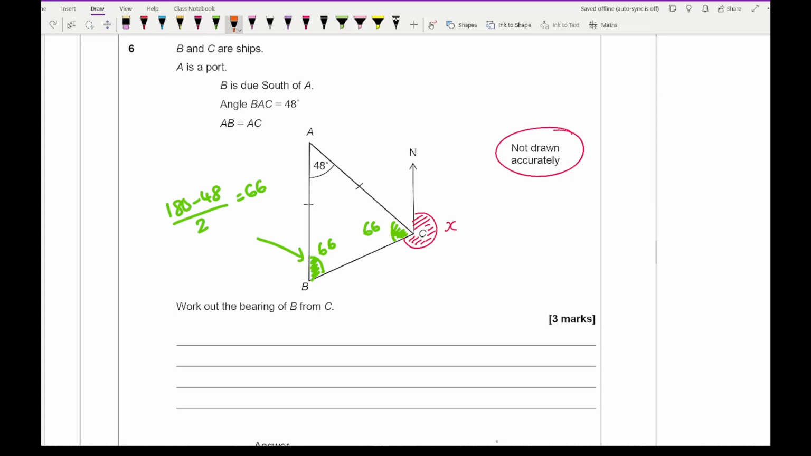Then to work out this angle here, which if I just colour blue, now that is going to be also 66 because it is corresponding, an F angle, with the angle ABC. So then I know that this angle here is, in which I'm running out of colours, let's go for purple, so this angle here is 180, so therefore the bearing of B from C is going to be equal to 180 plus 66, which gives me an answer of 246 degrees.